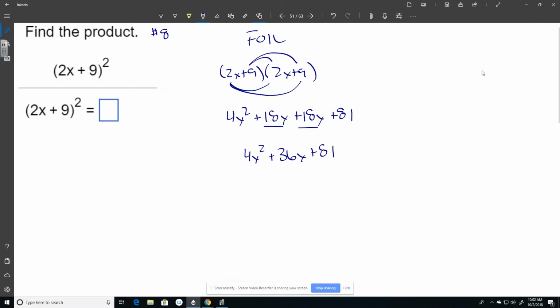Remember, when you're adding things together, the exponent doesn't change. This doesn't become 36x squared. We just have 18x's. We're adding 18 more.